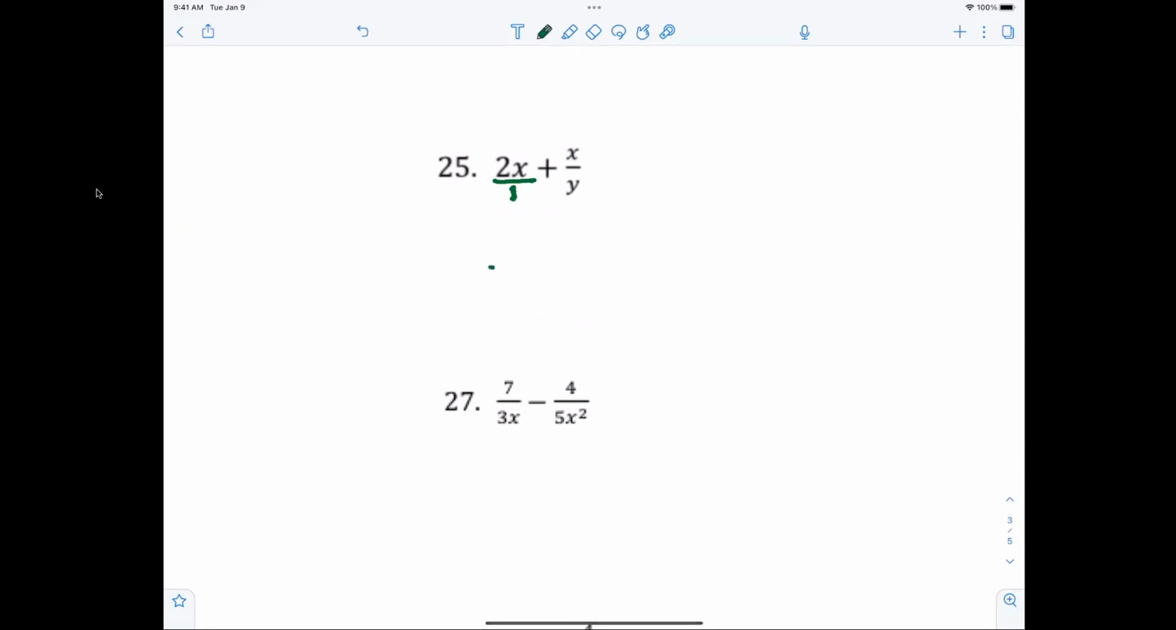So someone tell me what the common denominator is. Y. Could I say 1y? Yeah, but is it necessary? No. So we're going to say the common denominator is y. So the first fraction I must multiply by what? Y. So the numerator becomes 2xy. The second fraction already has the common denominator. Do we agree with that? So we just do plus x.